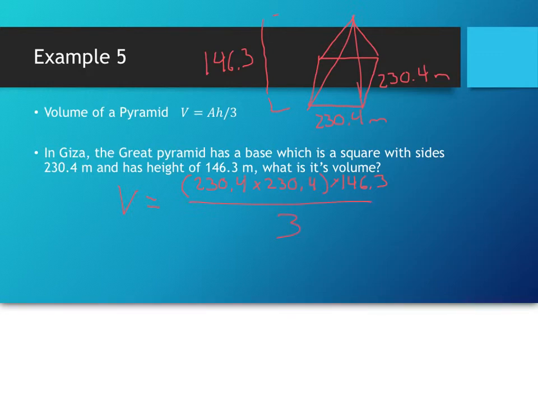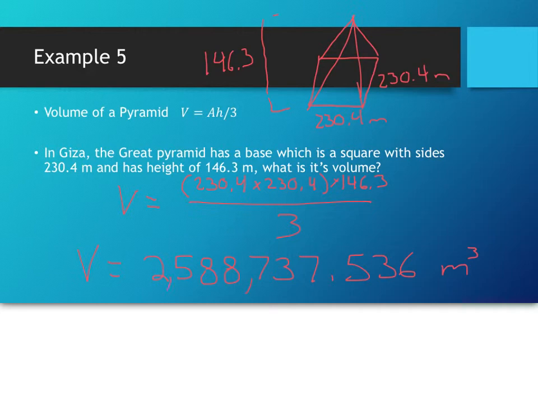So take 230.4 times 230.4 times 146.3, and then divide all that by 3. And what I got is that the volume is 2,588,737.536. This would be in cubic meters.